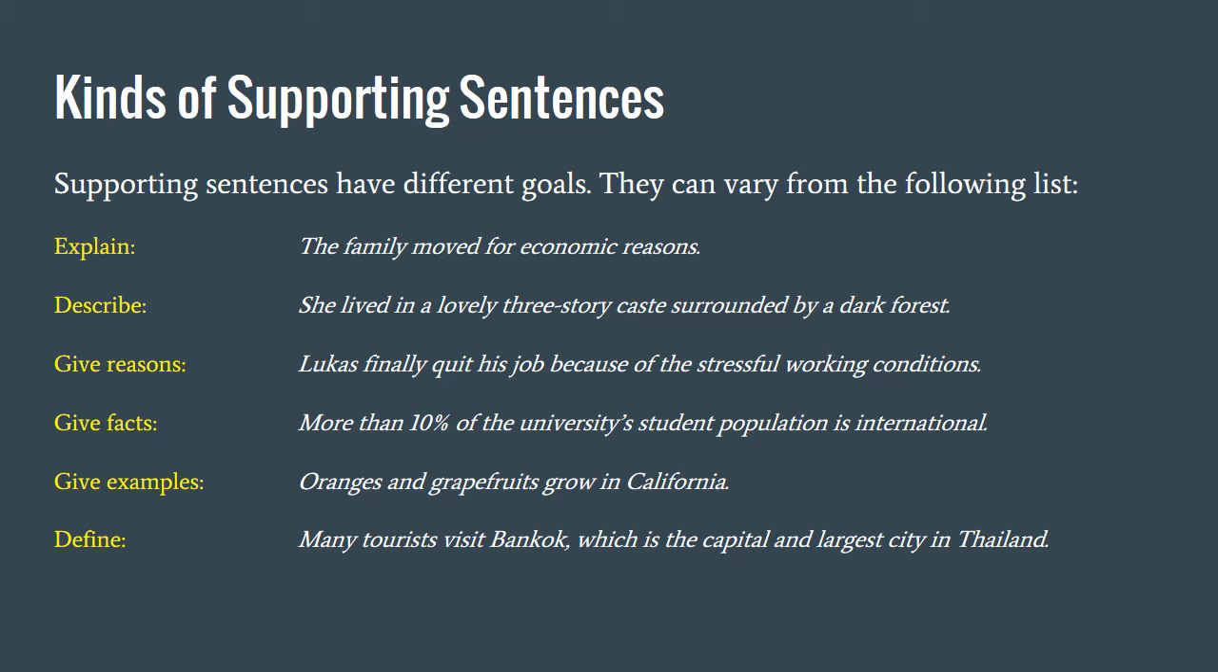Give facts. "More than 10% of the university's student population is international." There's a good statistic. Give examples. "Oranges and grapefruits grow in California." Define. "Many tourists visit Bangkok." Okay, not a definition, however. Let's continue. "Which is the capital and largest city in Thailand." So that kind of defines what Bangkok is. So these are all the kinds of supporting sentences that you're going to want in your supporting sentences.